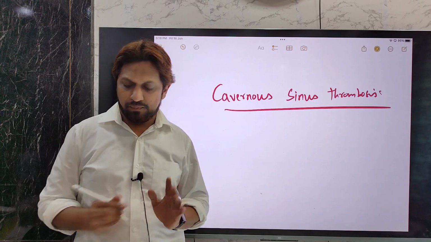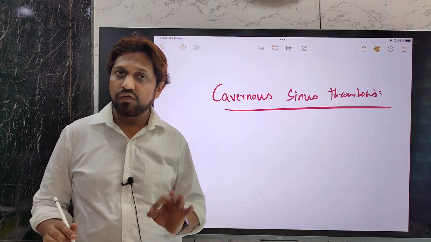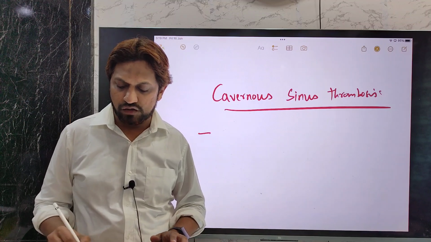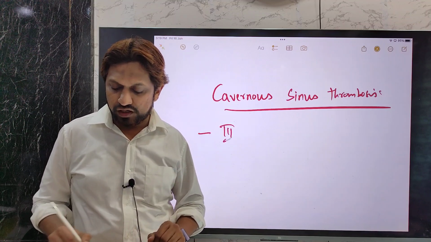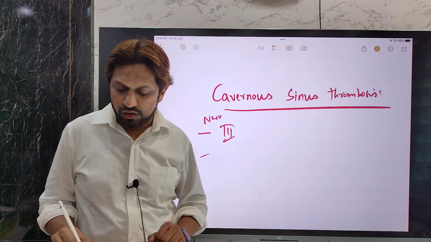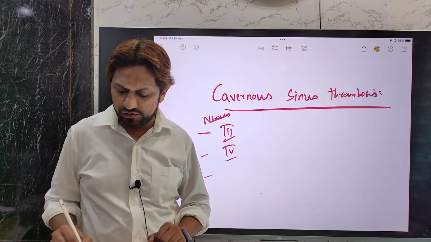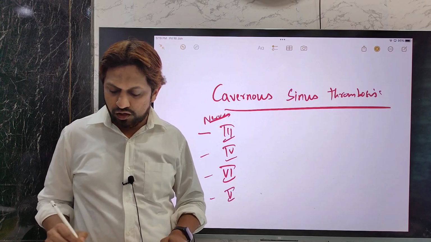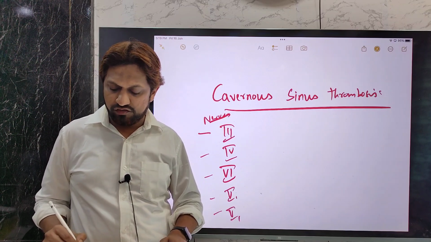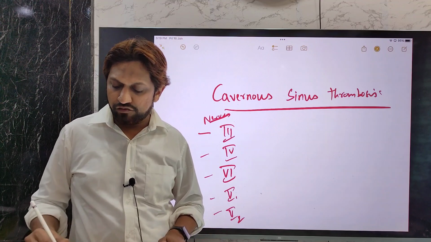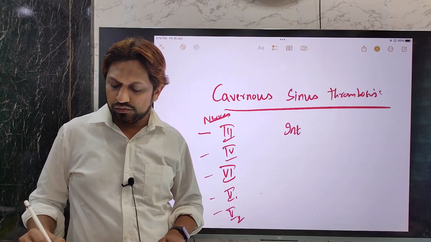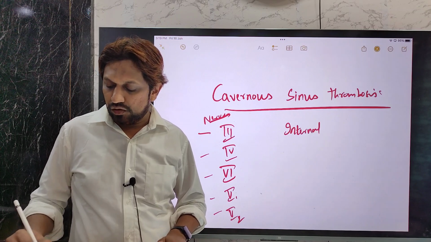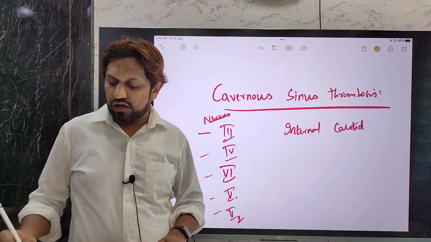So basically there are certain important nerves and vessels which are present in the cavernous sinus. So let me highlight the important nerves, like cranial nerve 3, cranial nerves 4 and 6. These particular nerves supply the extraocular muscles, also the first and second divisions of the trigeminal nerve. And a very important artery, the internal carotid artery, also passes through this cavernous sinus.